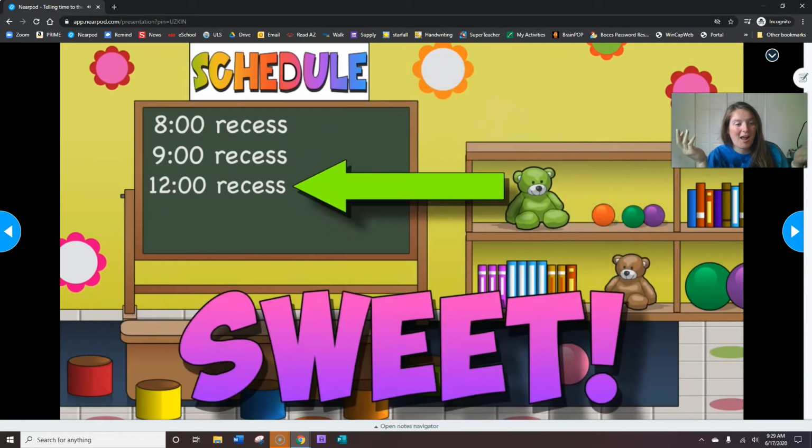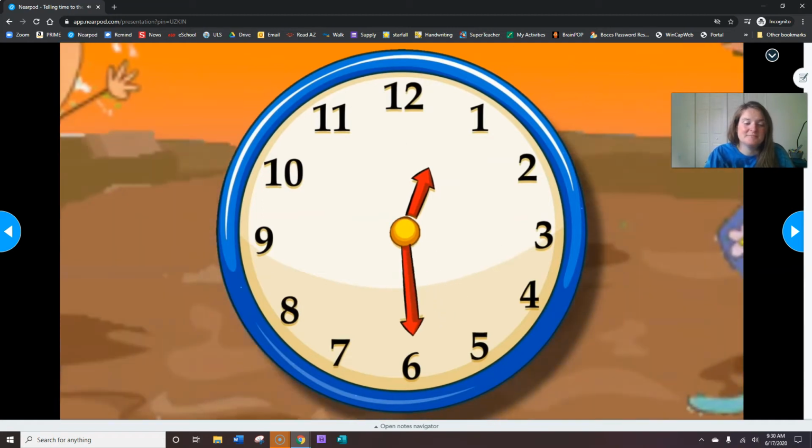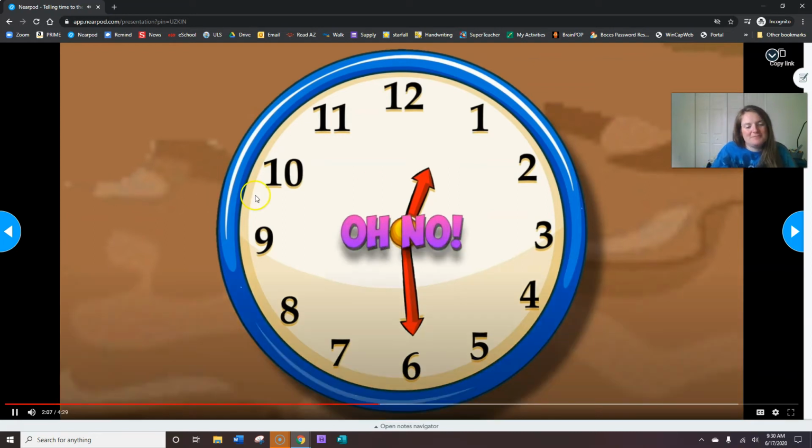Another recess? Sweet! Wow. It wasn't 12 o'clock, it was 12:30. Big hand on the 6, we were really very dirty. Big hand on the 6, and we knew that it meant 30. Between the 12 and 1, we saw the little hand go. Recess was over and we screamed, oh no!